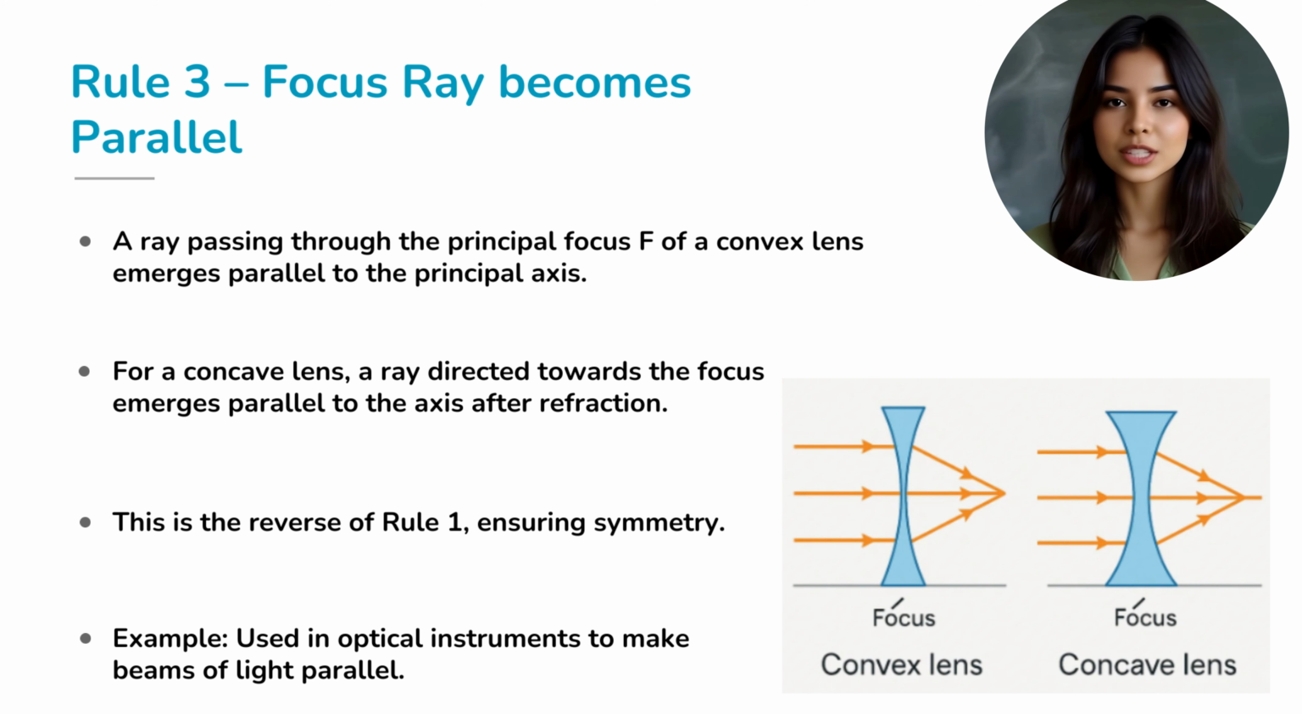Notice something interesting here. This is simply the reverse of rule 1, and that symmetry makes ray diagram construction super easy. Parallel rays go through the focus, and focus rays come out parallel. It's like the give and take of optics, fair and balanced.